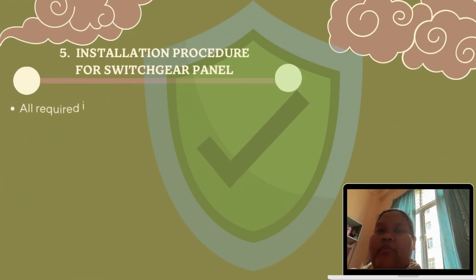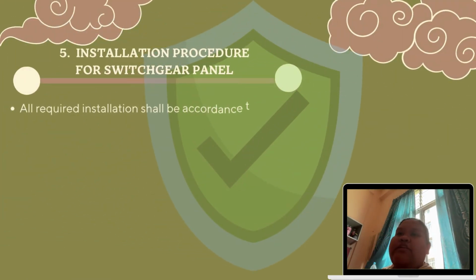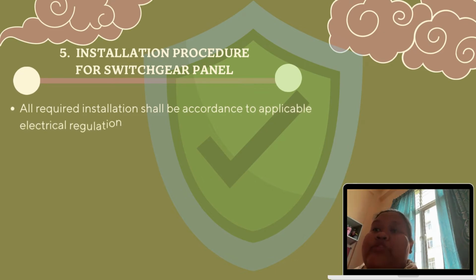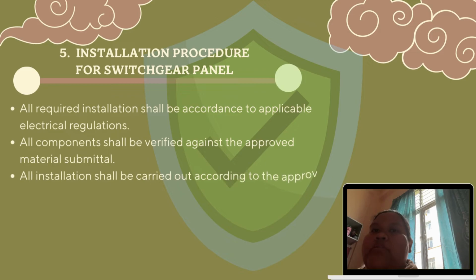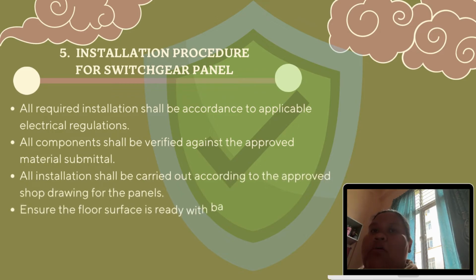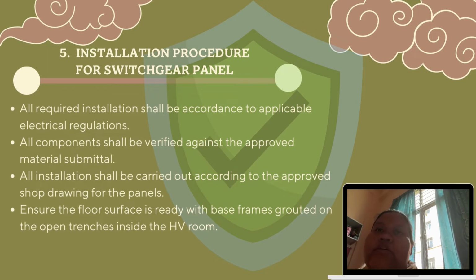Next is the last part of HV installation, which is the installation procedure for switchgear panel. First, all required installation should be in accordance with the applicable electrical regulations. All components should be verified against the approved material submitted. All installation should be carried out according to the approved shop drawing for the panels. Ensure that the floor surface is ready for base frames grouted on the open trenches inside the high voltage room.